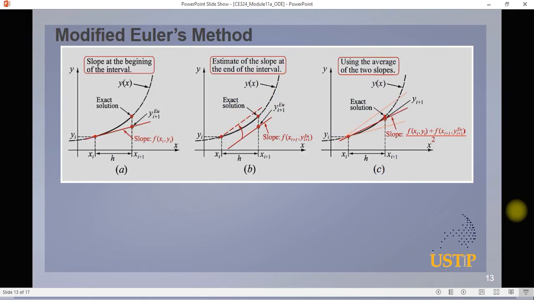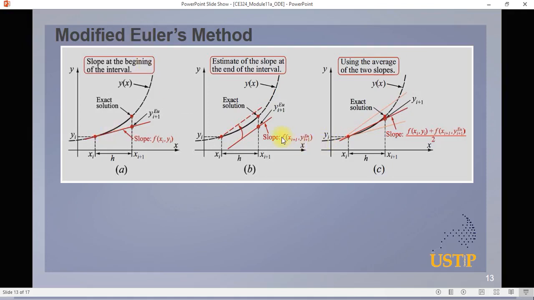So let's move on to modified Euler's method. Modified Euler's method is quite complicated na siya, no? So you will be involving three steps. First, you will be solving the slope at the beginning of the interval, that's what we do in Euler's method, which is the explicit method. And then next you will be estimating the slope at the end of the interval.